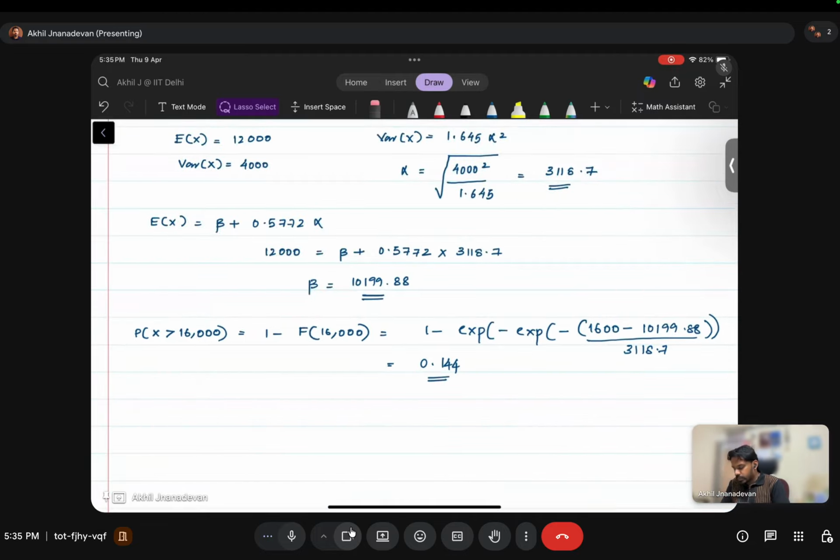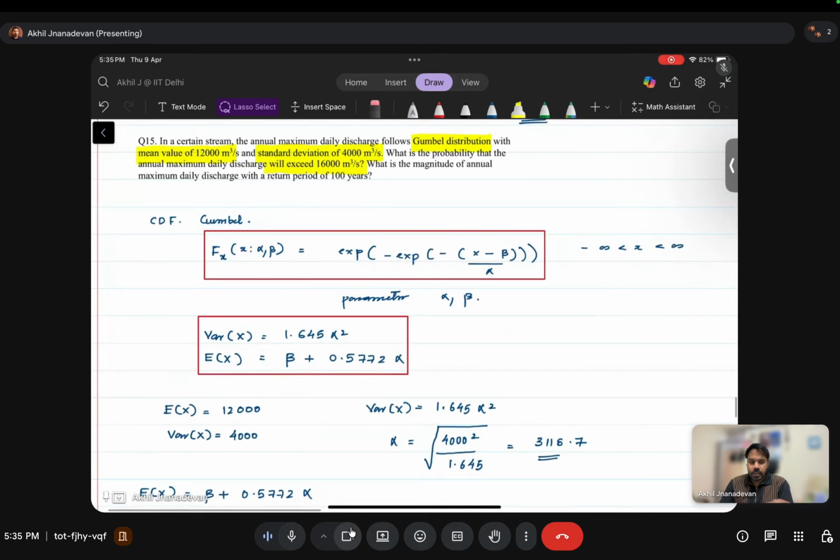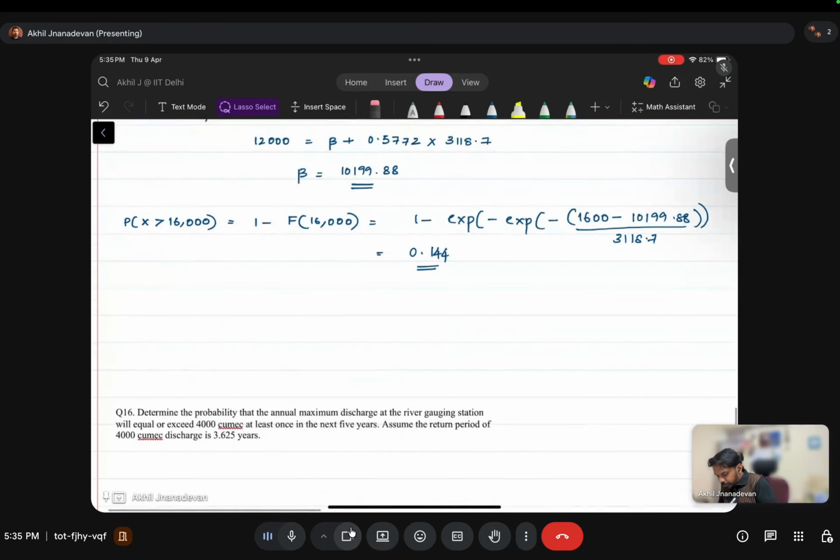There is one more part. The second part is what is the magnitude of annual discharge for the given return period. From the return period we can find the exceedance probability, a concept we already saw. So the exceedance probability is equal to 1 by 100. From that we can find what is x. So this is part A, and for part B, the return period is given, so the exceedance probability P of x greater than some threshold that we need to find is equal to 1 by 100, that is 0.01.